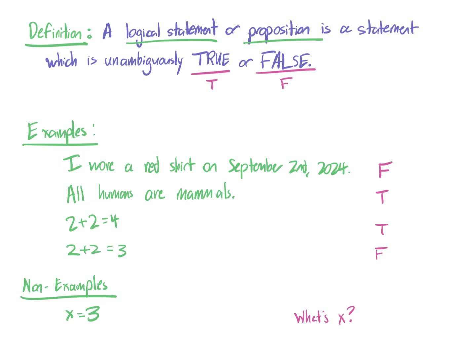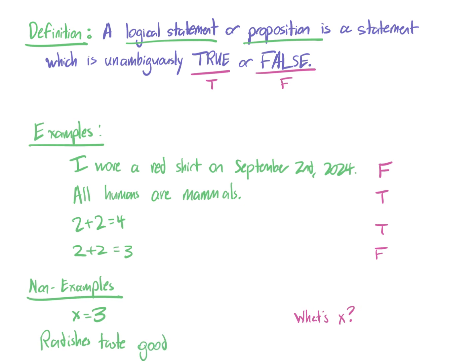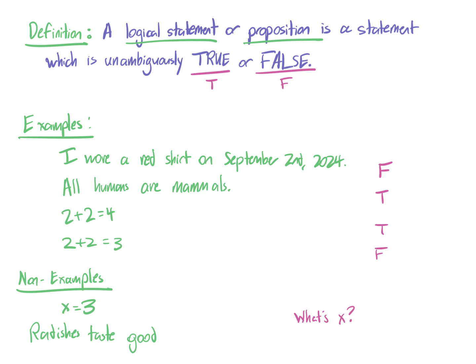Similarly, here's another one. Radishes taste good. So this is subjective. It's in the eye of the beholder. Whether you like radishes, I happen to like radishes, but you don't have to. So when we are working with logic, we are always working with logical statements or propositions, things that are unambiguously true or false.